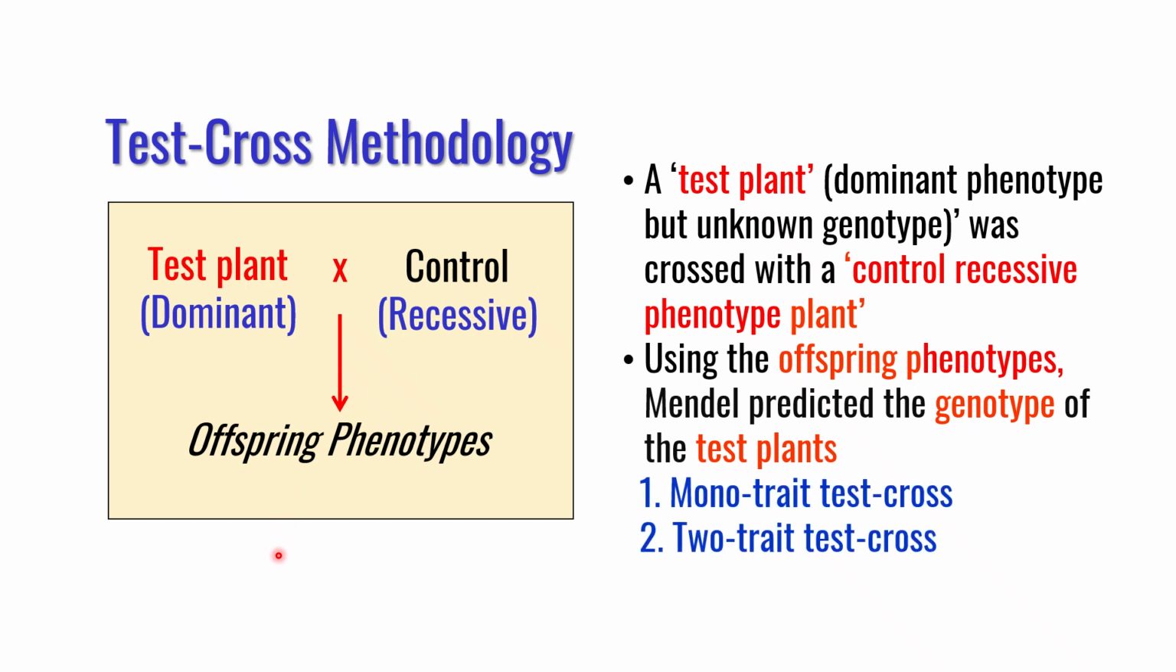There are two types of test crosses. One is monotrait test cross and second is two-trait test cross. I will focus on the monotrait test cross in this video. So let me discuss monotrait test cross or monohybrid test cross and examine how the genotype of the test plant will affect the phenotypes of the offspring plant.